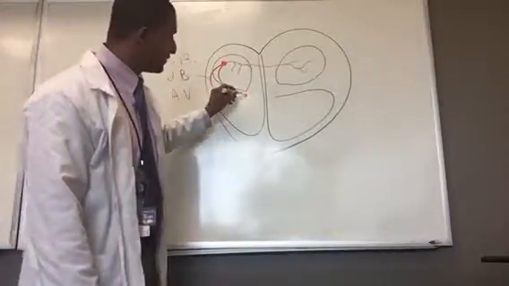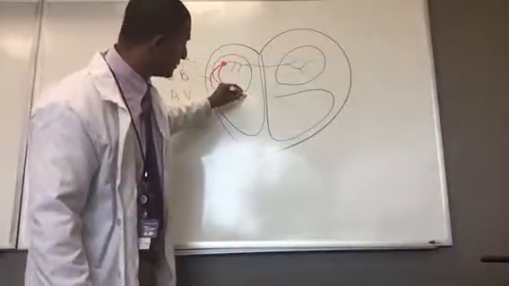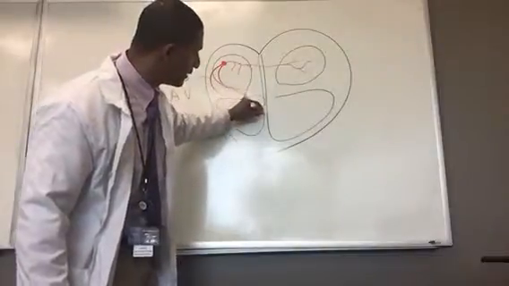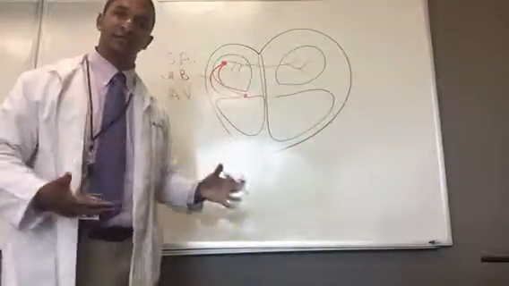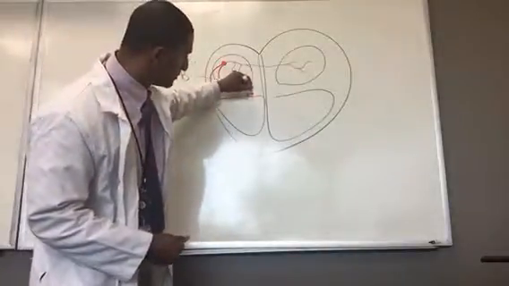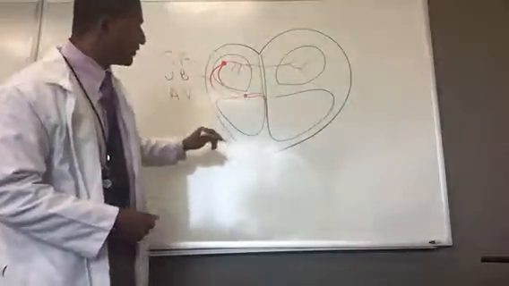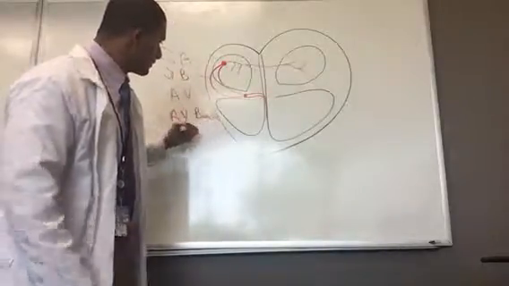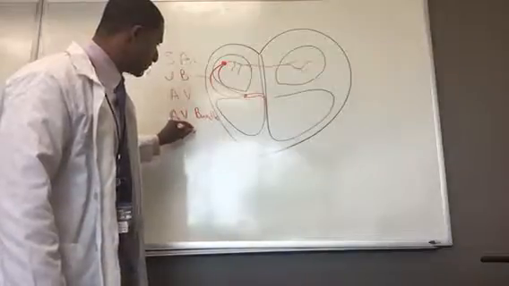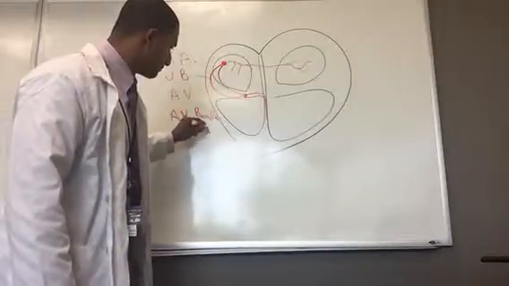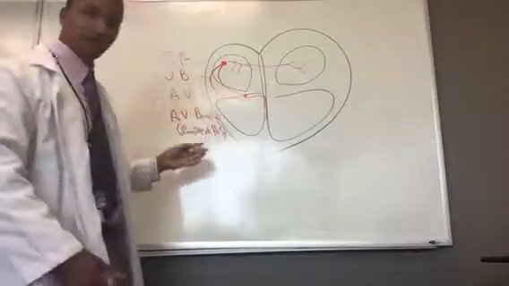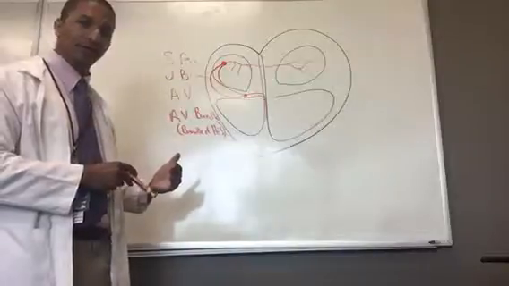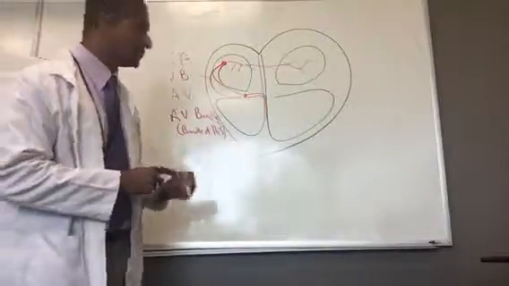And then from the AV node, there are two more branches, very similar in thickness to the junctional branches, that make their way down the interventricular septum. Interventricular septum, right? So these two branches we call the AV bundle, sometimes referred to as the bundle of His. The bundle of His, right? And there's a right and a left one. So right and left AV bundle.